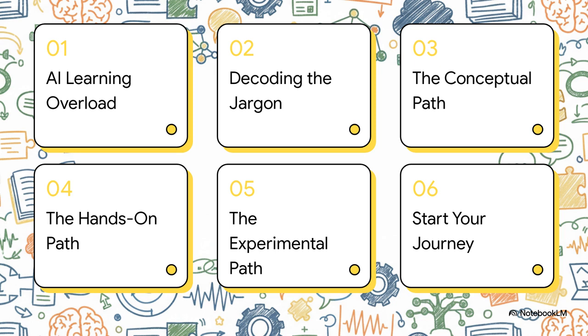So here's our game plan. We'll start by quickly decoding some of that key jargon. Then we'll explore 3 different ways to learn depending on what works for you. The big picture conceptual path, the gets your hands dirty hands-on path, and the wonderfully weird experimental path. And then we'll wrap up with a great way for you to get started.